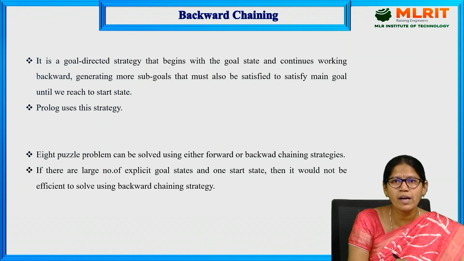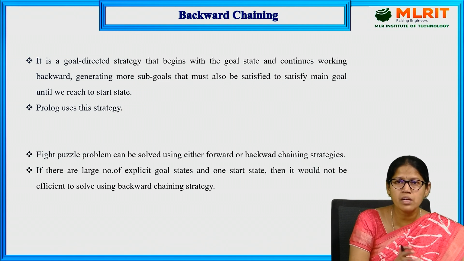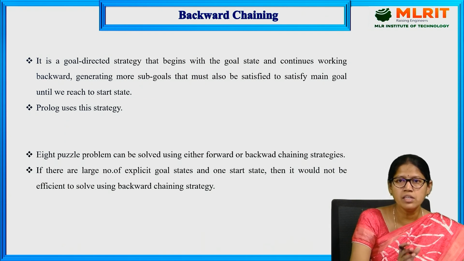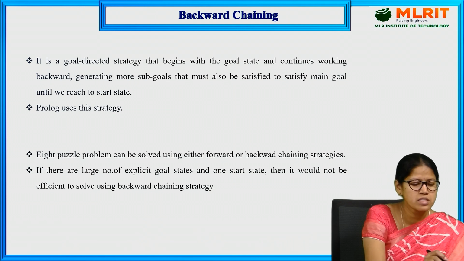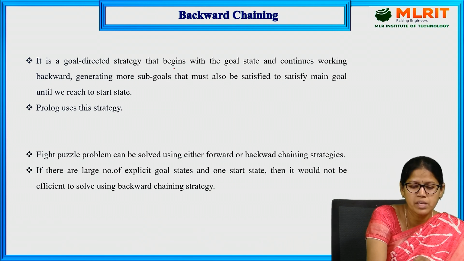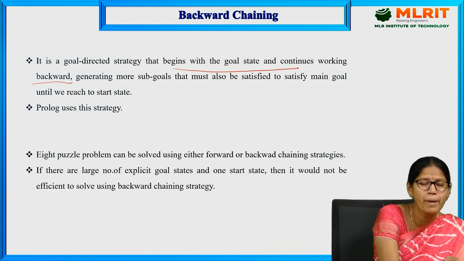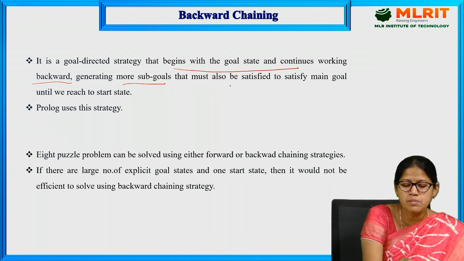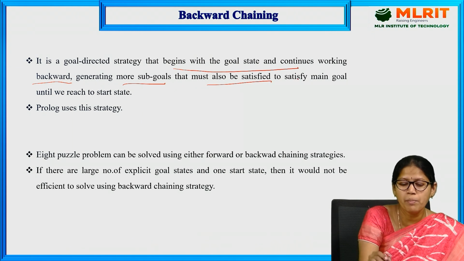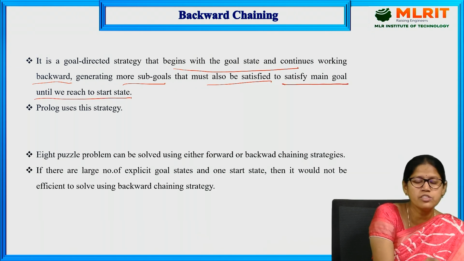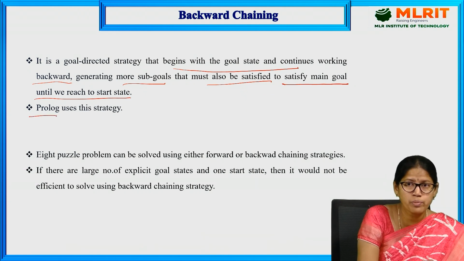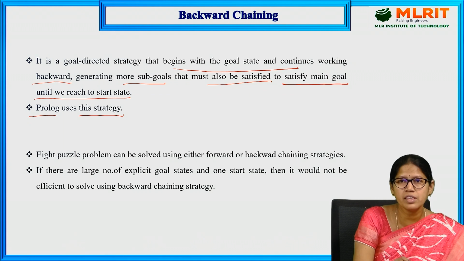The next one is backward chaining. Here it will start with the goal state, and every time it will compare with the start state, how many misplaced tiles there are, and then it will reach the start state. Let's see. The goal-directed strategy begins with the goal state and continues working backward from the goal state to the start state. It will generate more sub-goals, which must also be satisfied to satisfy the main goal, until it reaches the start state. The famous AI programming language Prolog uses this backward chaining strategy.